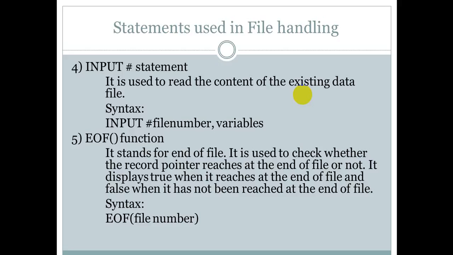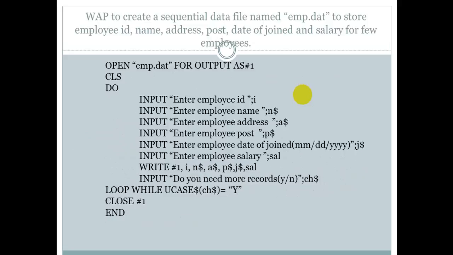So let's take one example. Let's create one sequential data file named emp.dat to store some records, having fields employee ID, name, address, post, date of join and salary for a few employees. So first of all, we should open a file in output mode as #1. #1 is the file number.